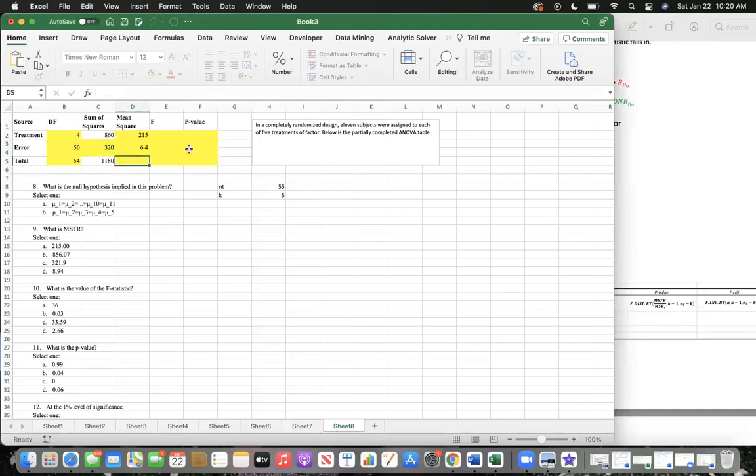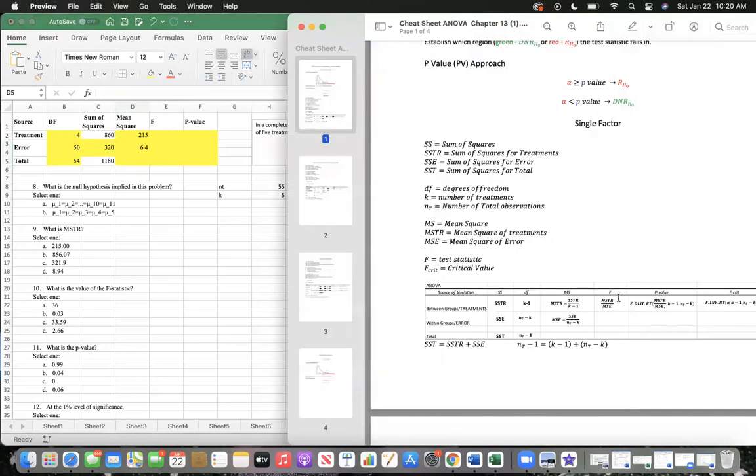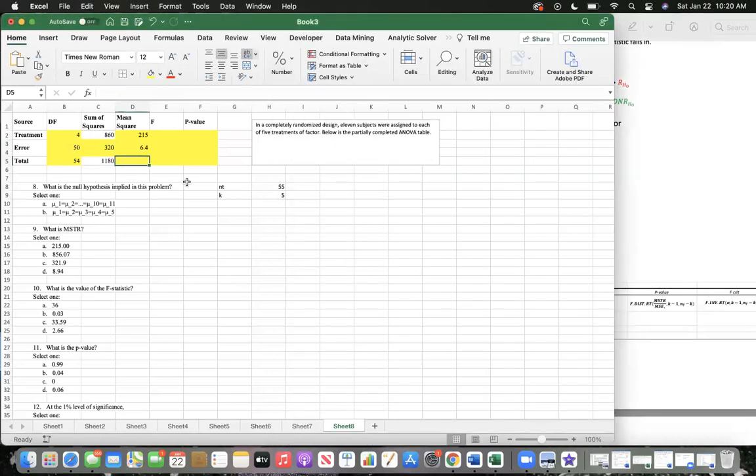Okay. Now let's get our F test statistic. So that's our mean squared for treatments divided by mean squared for error. So that's just going to be this value divided by this value. There we go.